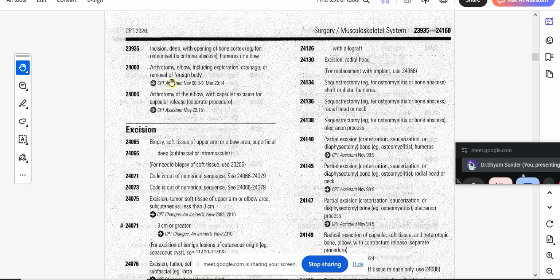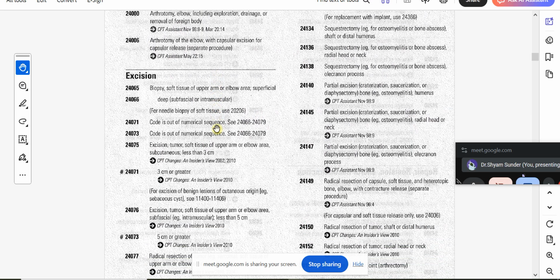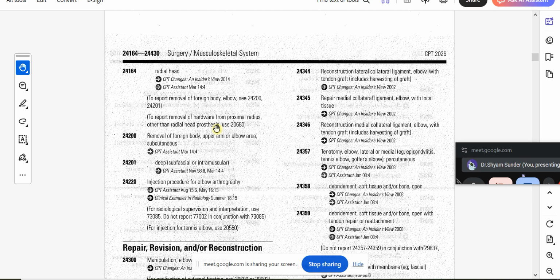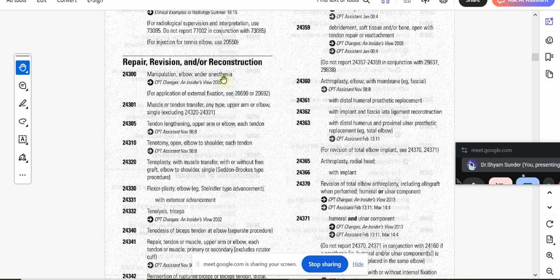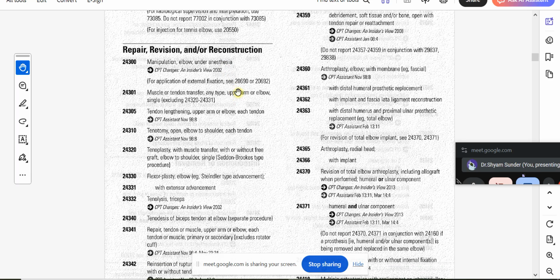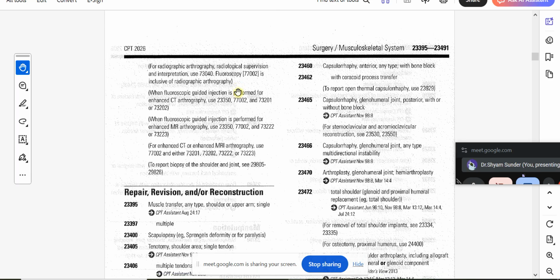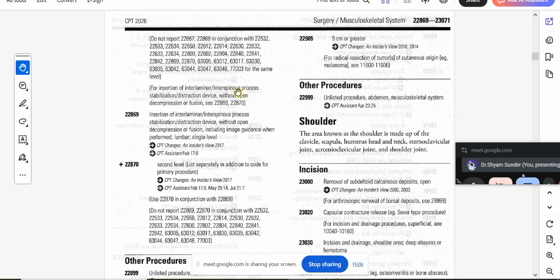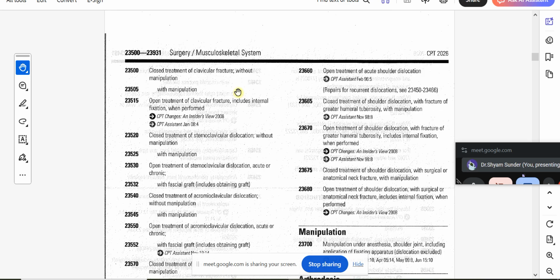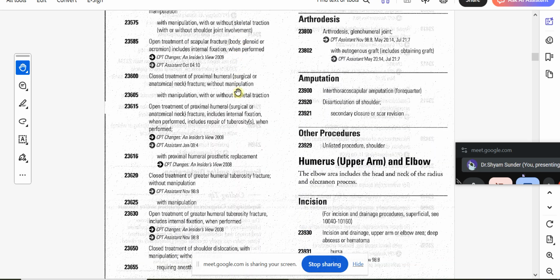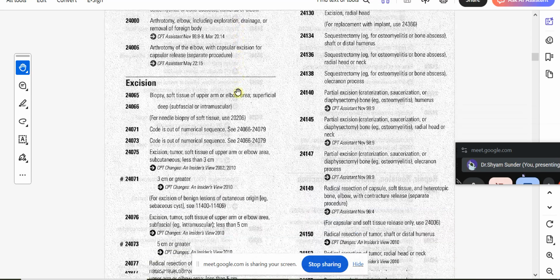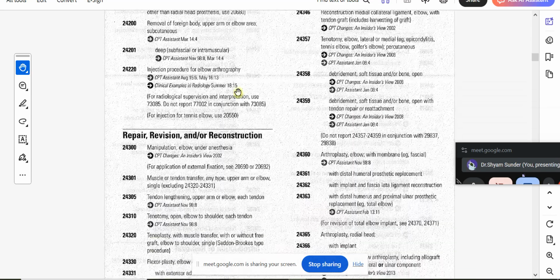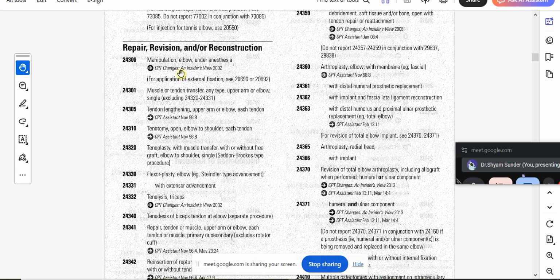So you have codes, for example, repair, revision, reconstruction under the upper arm area. Sorry, we are in the shoulder area, right? We're talking about upper arm. Yes, we are in the upper arm. Excision, repair. So 24301, muscle or tendon transfer.